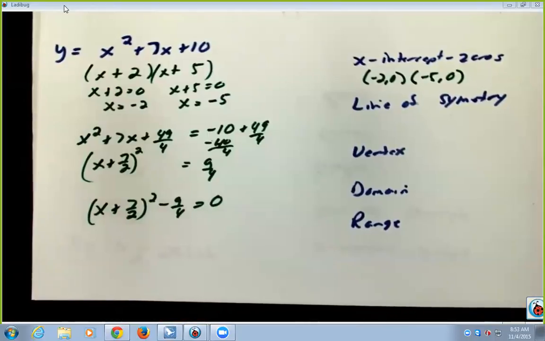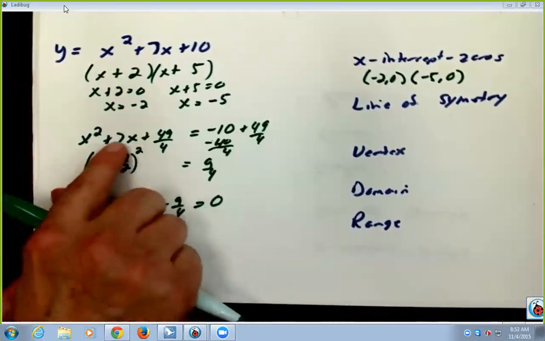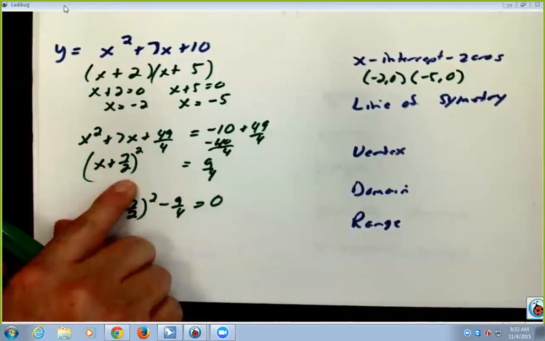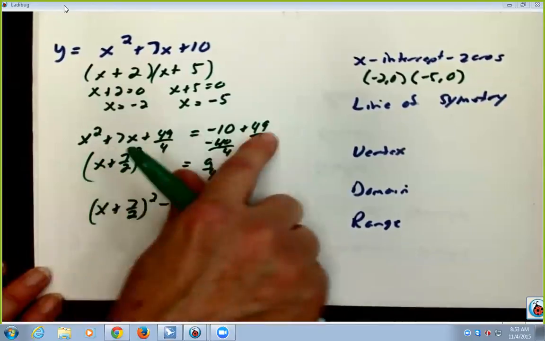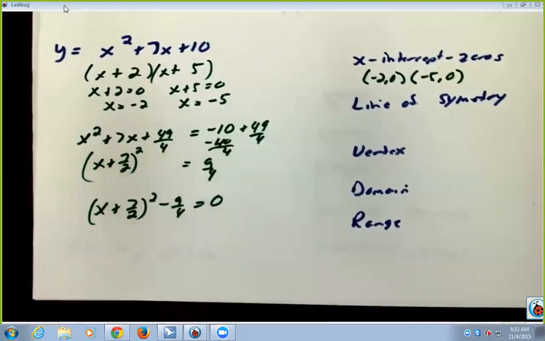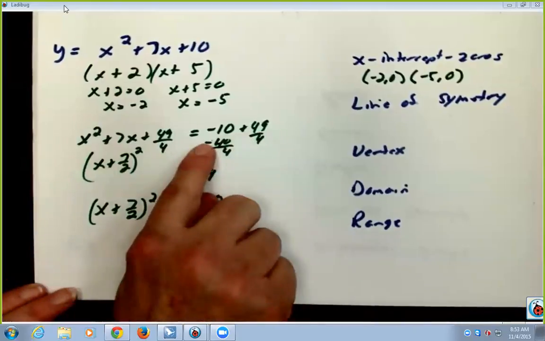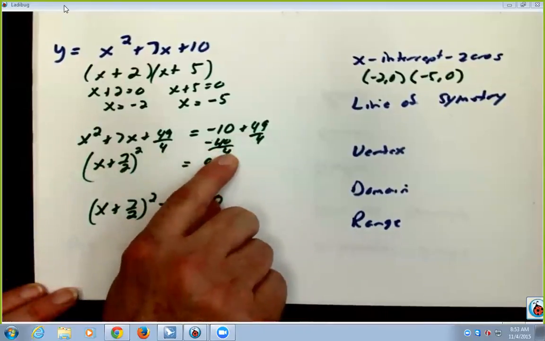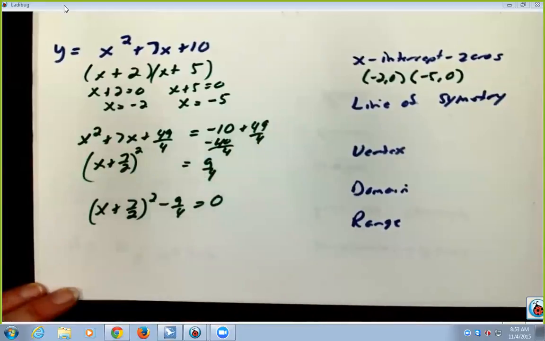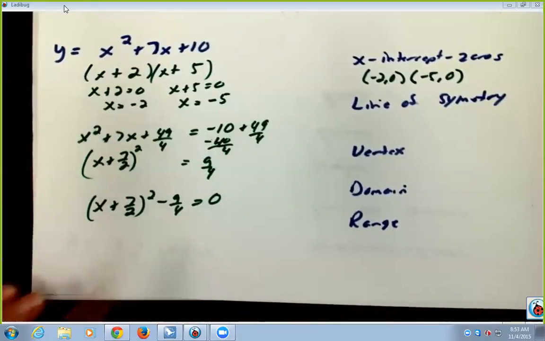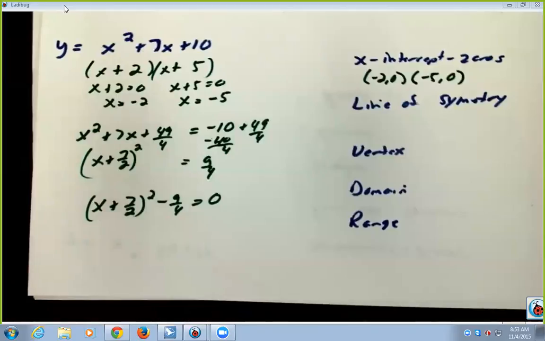Okay, that makes sense? I took half of 7, which is 7 halves, squared it, and added it to both sides. See, those rules come back. Then I turned this into an improper fraction and added it, and I ended up with the values that I have there.